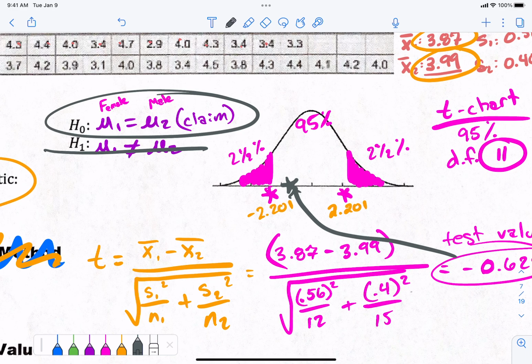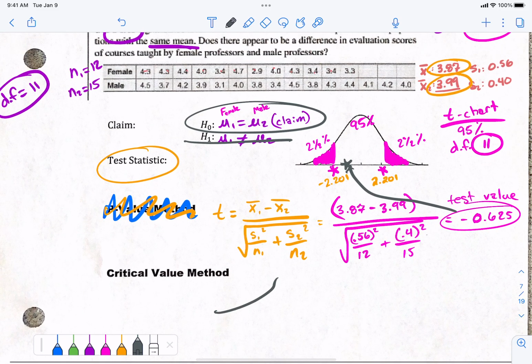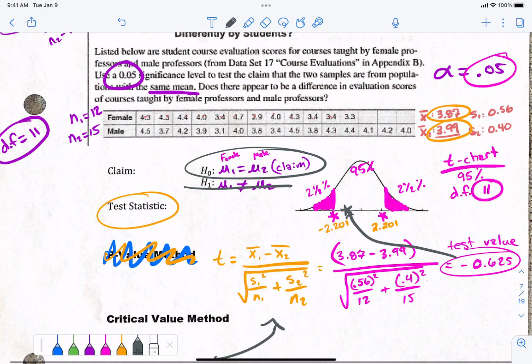Even though the female score on average is lower than the male score, that might just be for our sample. That is not true across the board. It is not low enough to say that there is a difference between females and males, right? They are saying females and males are the same. So that's the critical value method, what we just did up here. Does there appear to be a difference in evaluation scores? No.